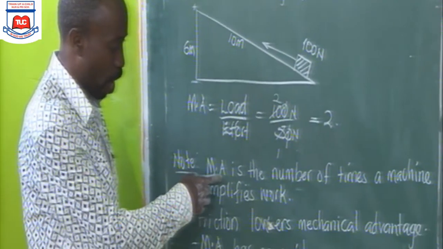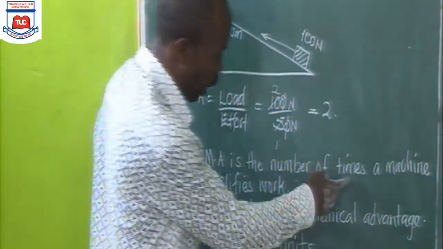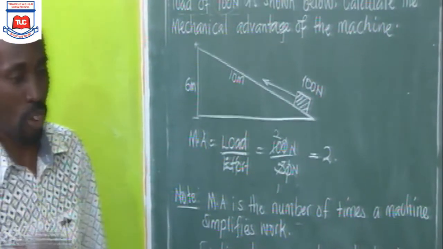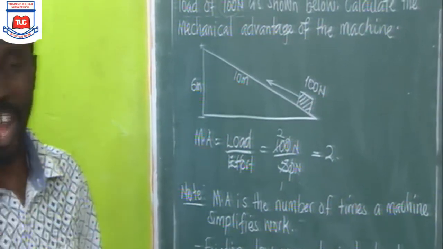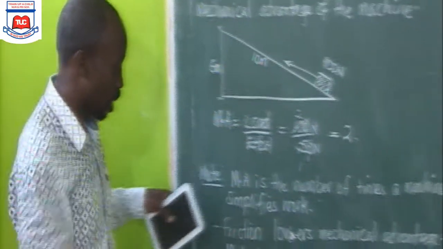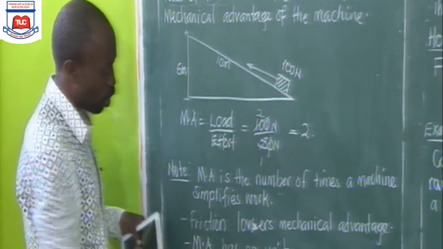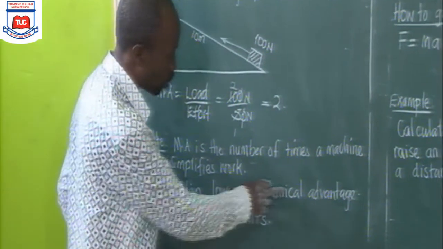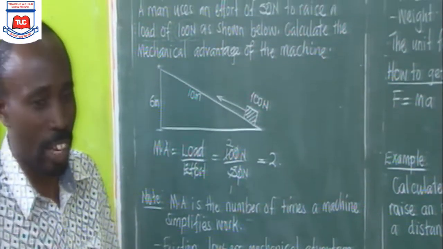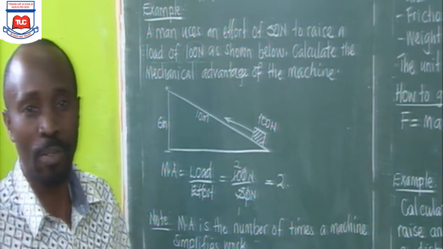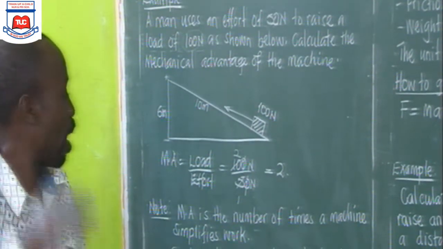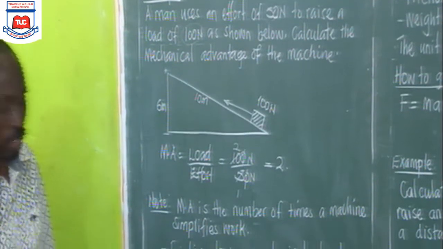MA, or mechanical advantage, is the number of times a machine simplifies work. It tries to simplify work as many times as possible. Okay? So that is what we are noting down here. Then we are also saying that friction lowers mechanical advantage. When you have too much friction, the number of times that the work you're trying to do is simplified will come down. And when you don't have friction, you have many times in which work is simplified.